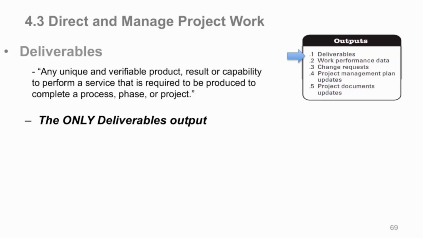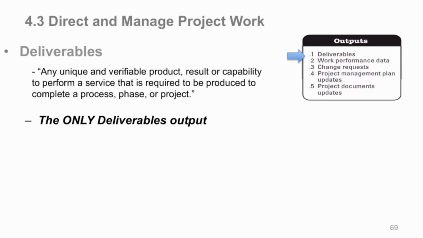And the only place deliverables are an output is 4.3, Direct and Manage Project Work. Nowhere else do you see deliverables as an output. One place only, here. And if you remember, there's only one place where that deliverable is an input. Where is that? 8.3, Control Quality. Okay, and then it goes into scope, and then it goes to the client.